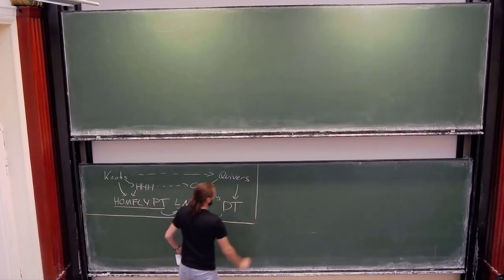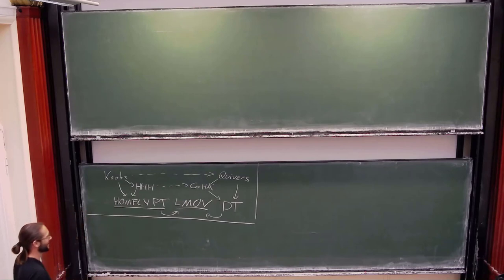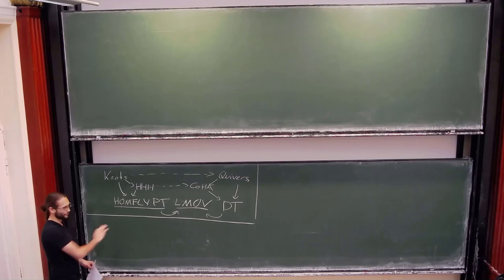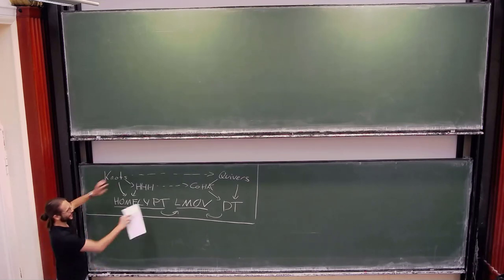So just one quick question. DT, it's really counting indecomposable representations, right? Yeah, I'm going to define the basics. Oh, define, okay. Yeah, so this is the outline.